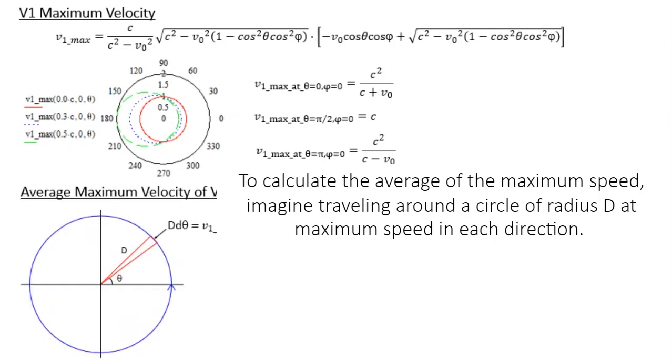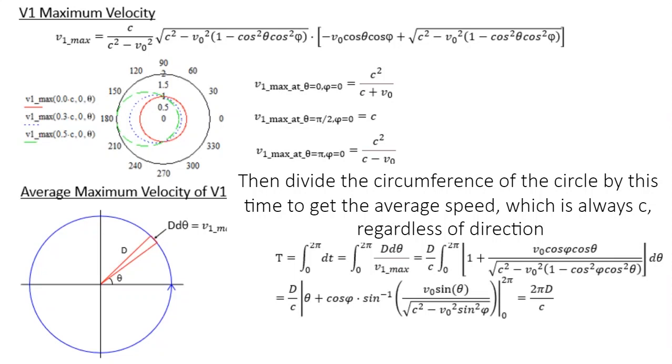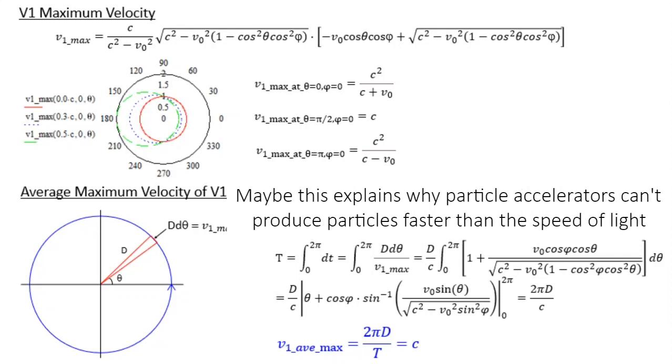To calculate the average of the maximum speed, imagine traveling around a circle of radius d at maximum speed in each direction. The time it takes to go around the circle is the 360-degree integral of the time for each segment. Then divide the circumference of the circle by this time to get the average speed, which is always c, regardless of direction. Maybe this explains why particle accelerators cannot produce particles faster than the speed of light.